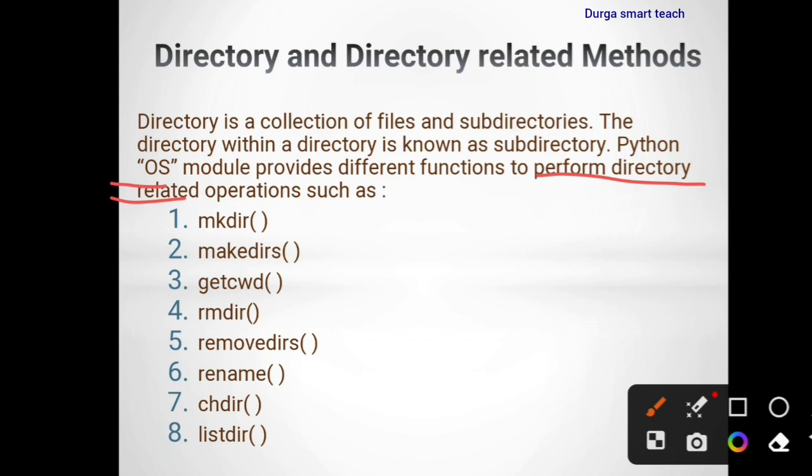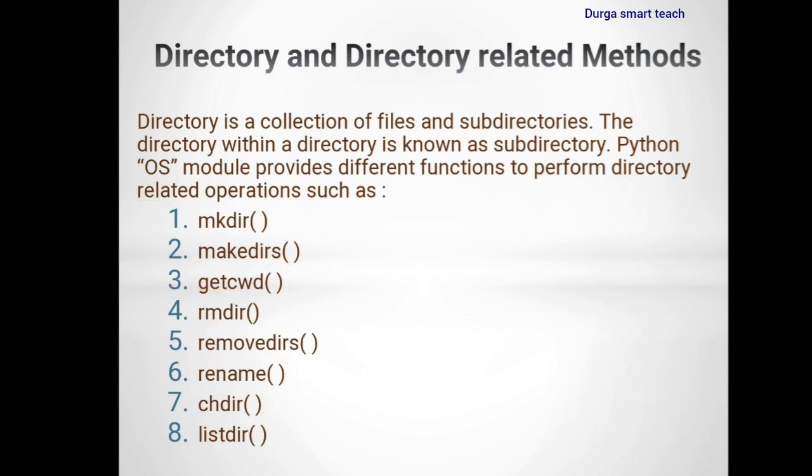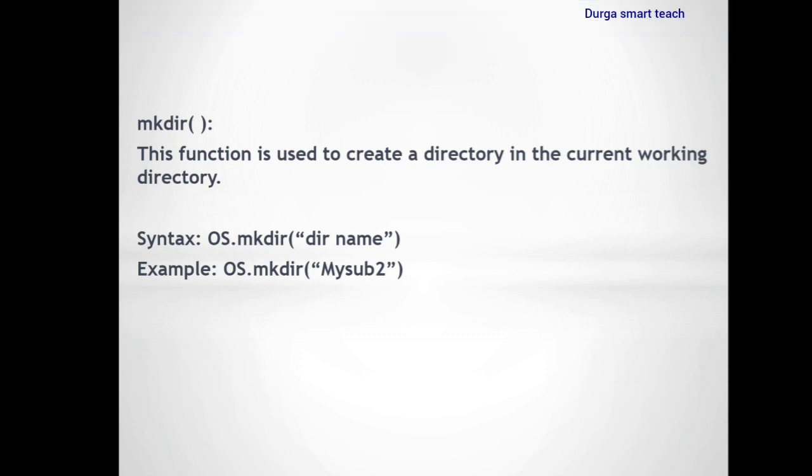Those functions inside the OS module are mkdir, makedirs, getcwd. CWD is nothing but current working directory. Then rmdir, removedirs, rename, chdir, listdir. Okay, so let's see all these functions one by one. The first one is mkdir.